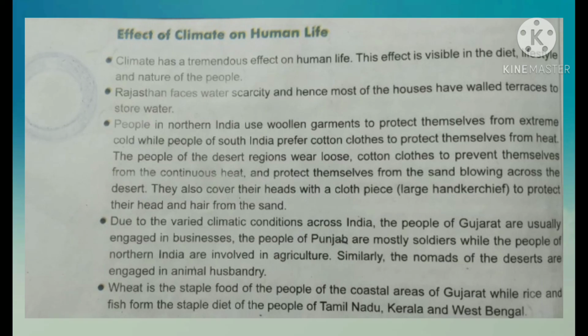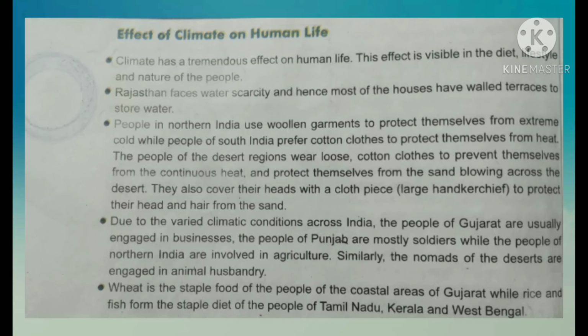Now let's see the effect of climate on human life. Climate has a tremendous effect on human life. In our human life, climate has a very big effect. This effect is visible in the diet, lifestyle and nature of the people. Diet means according to the season we change the food; lifestyle and even nature, clothes and everything change according to the climate. So the effect is visible in our diet and in our lifestyle.